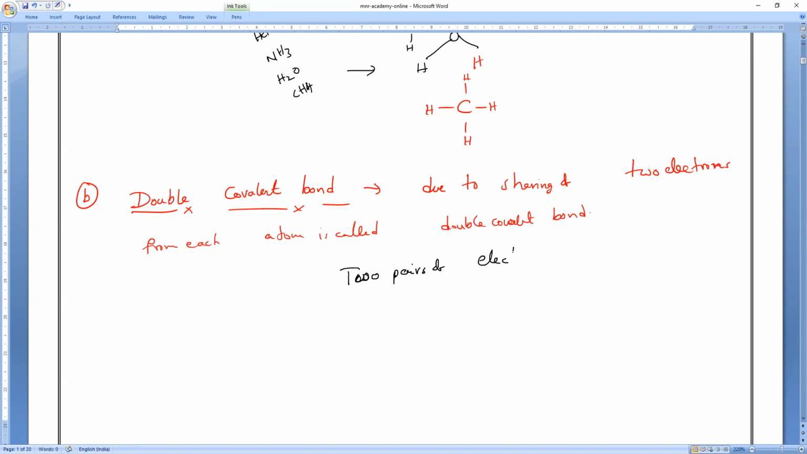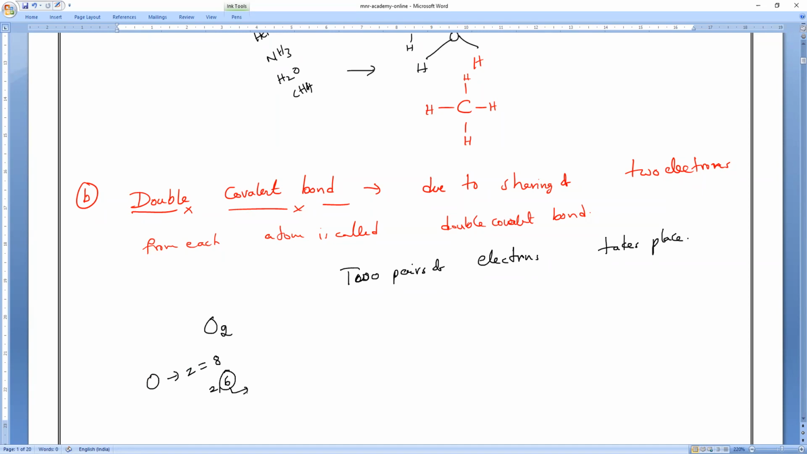Two pairs of electrons takes place. Okay. So now, for example, O2. Can you tell me, what is the atomic number of oxygen? Atomic number of oxygen? 8. So the configuration is 2, 6.